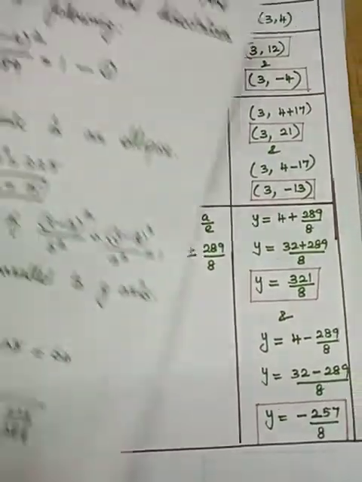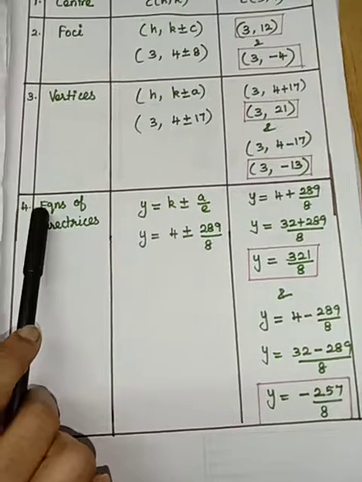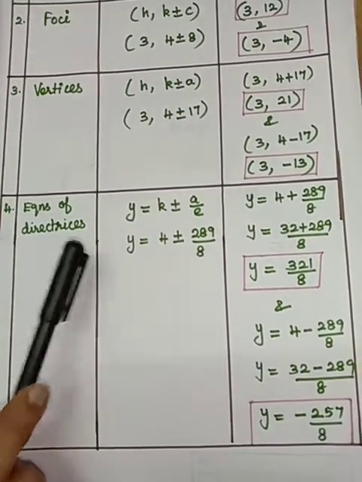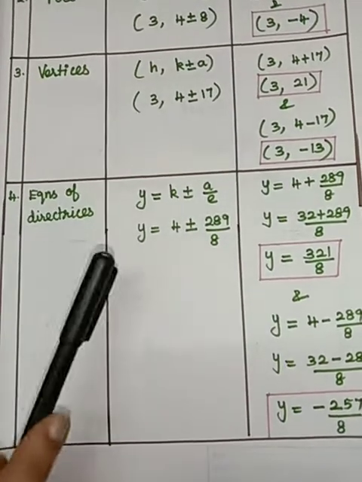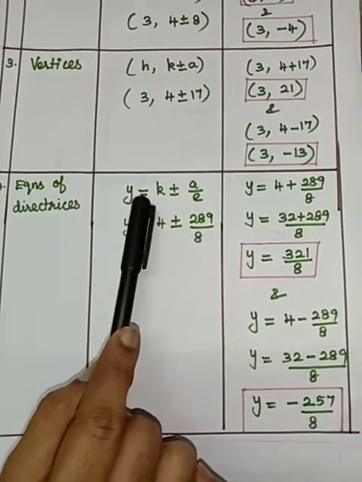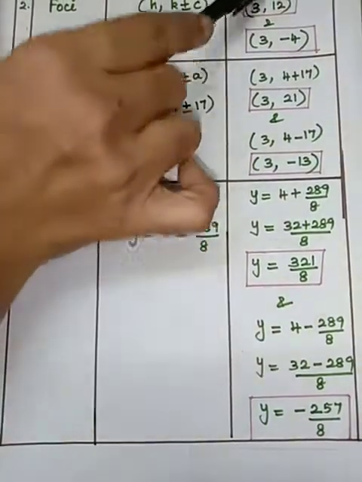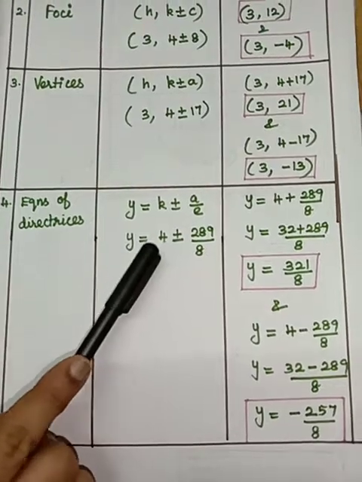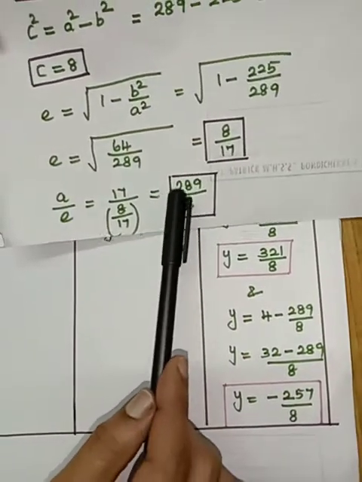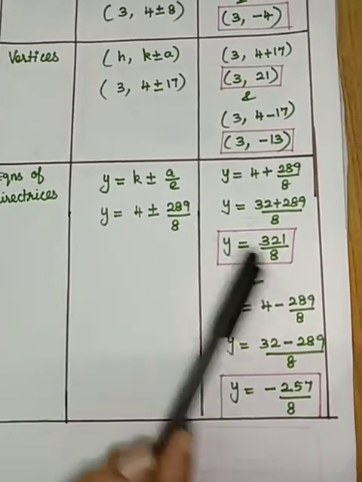Next what is asked? Directrices. So directrices means you have to write only the equation. So equations of directrices. Keep that in mind, major axis is parallel to y axis. So the equation will be y is equal to k plus or minus a by e. What is k? Here your k is 4. 4 is substituted here. Plus or minus a by e, we have found it is 289 by 8. It has to be calculated.